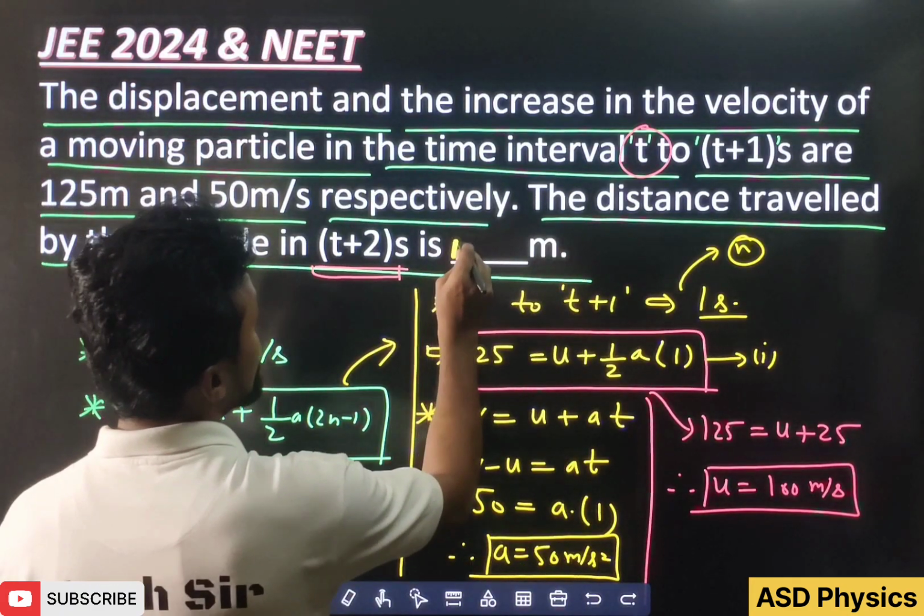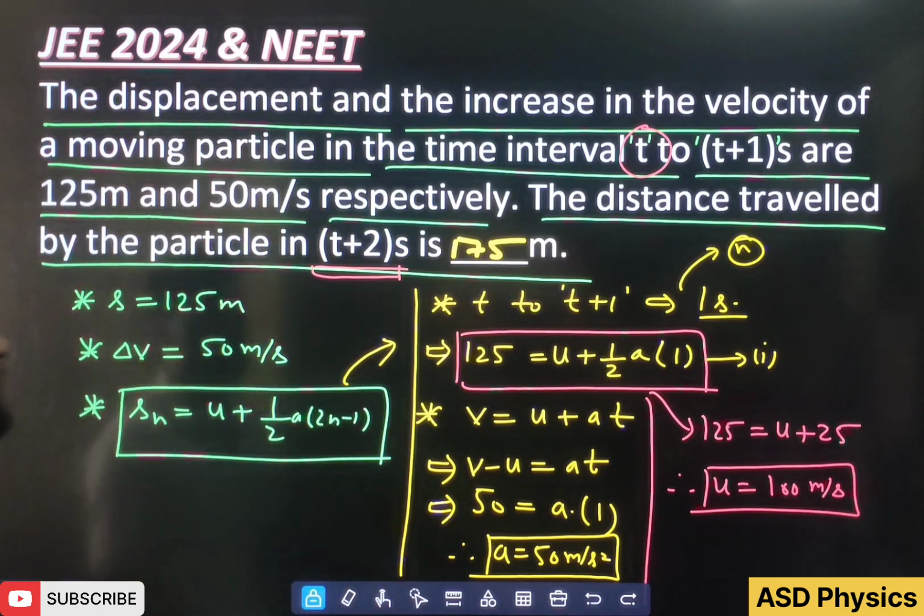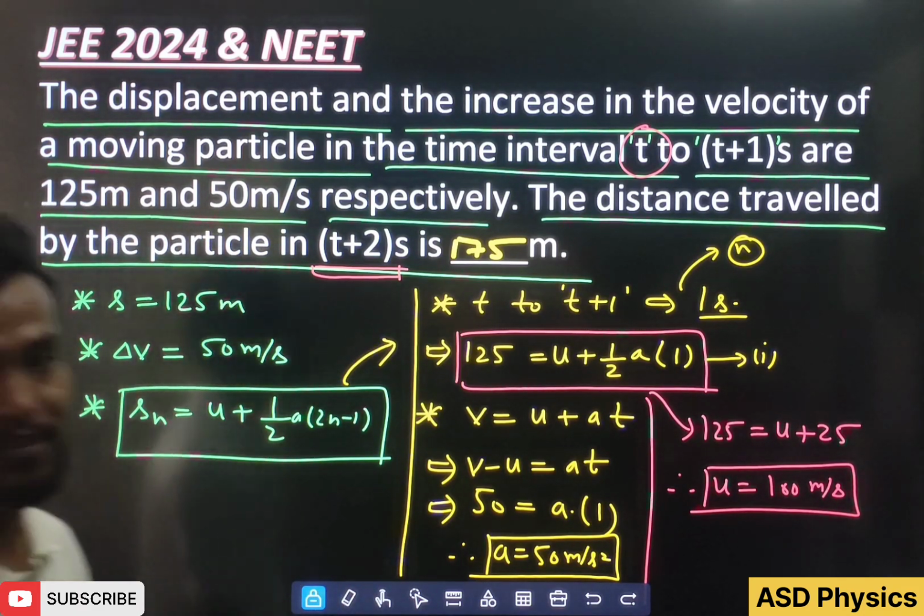Any option? 175. It is a NET kind of question. So we'll fill in 175. Okay, 175. NET kind of questions are there here. Okay, great.